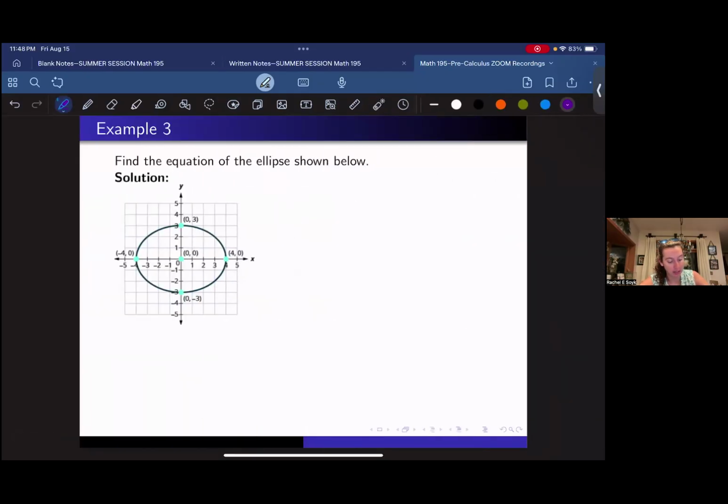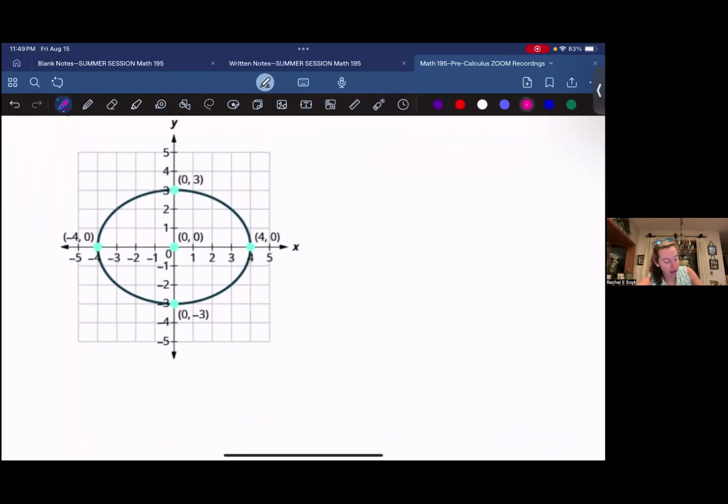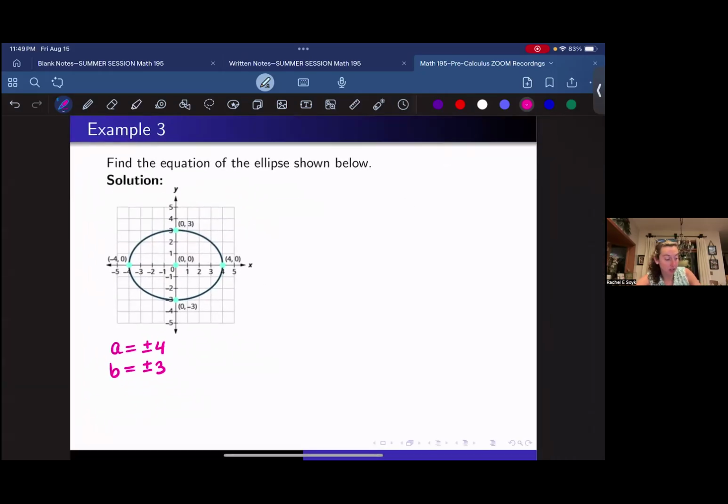Let's take a look at our example 3, where we can very easily identify our a values to be plus or minus 4, and our b values to be plus or minus 3. So when we are asked to find this equation where our origin is 0, 0, we're just going to look at our standard equation of an ellipse, which is x squared over a squared plus y squared over b squared is equal to 1. And now we just plug in our a and our b values.